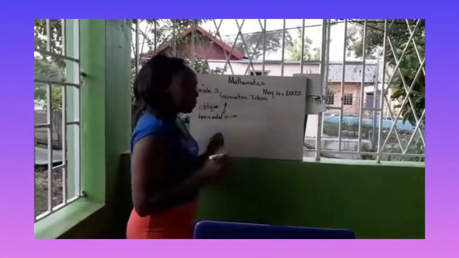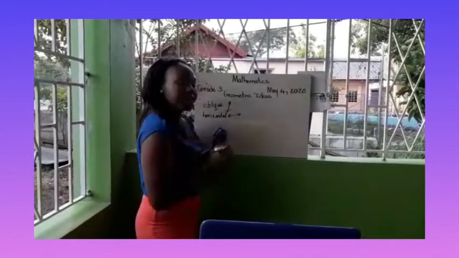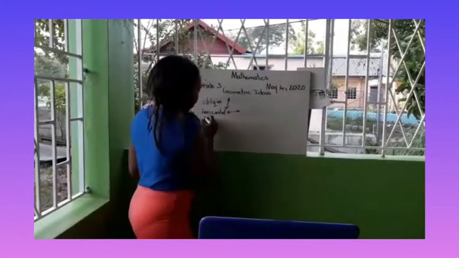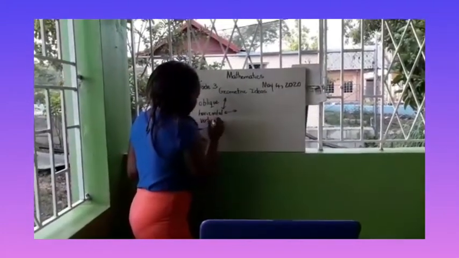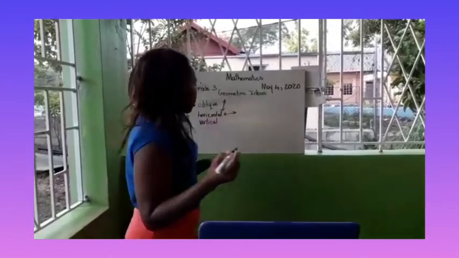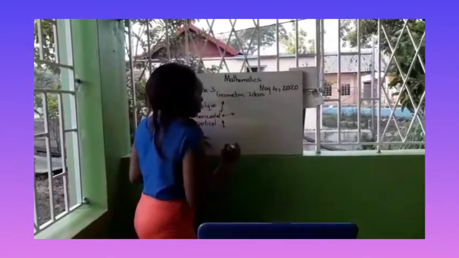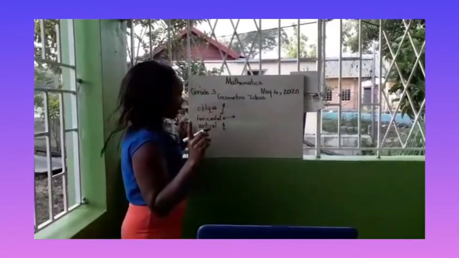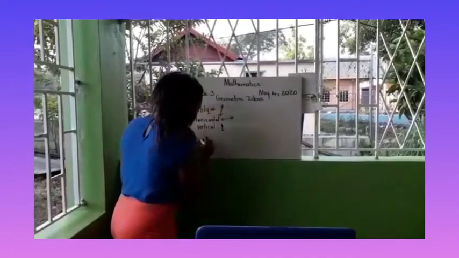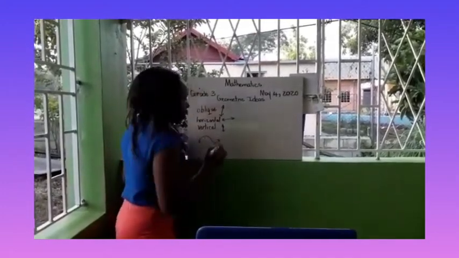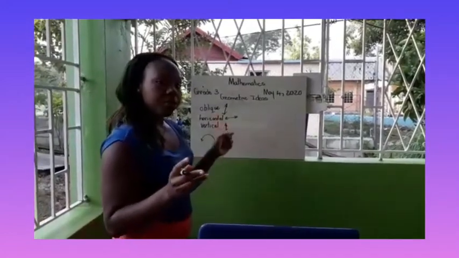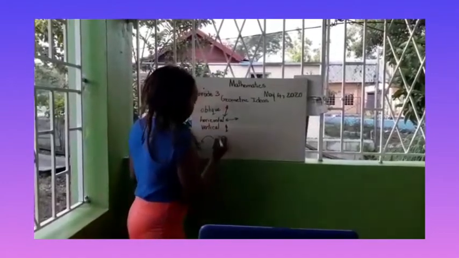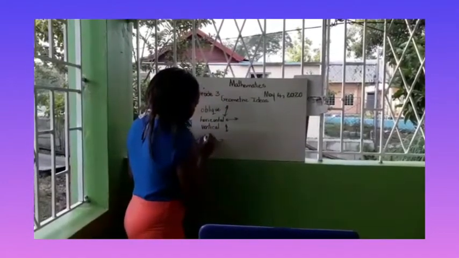Now this line, it goes from left to right or right to left. Now let's look at the vertical line. The vertical line, it goes from top to bottom or bottom to top. The final line we're going to be looking at is the curved line. Now the curved line, it goes in both directions like all the other lines. However, it changes direction. So this one is the curved line.